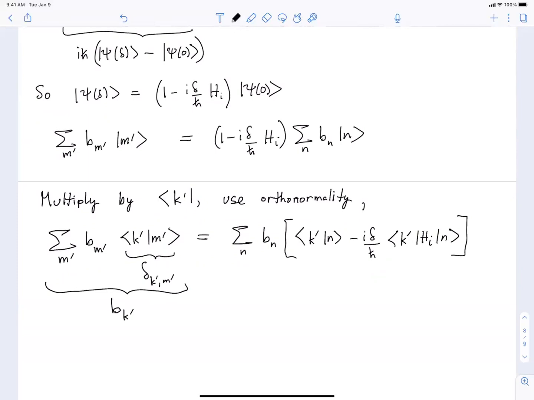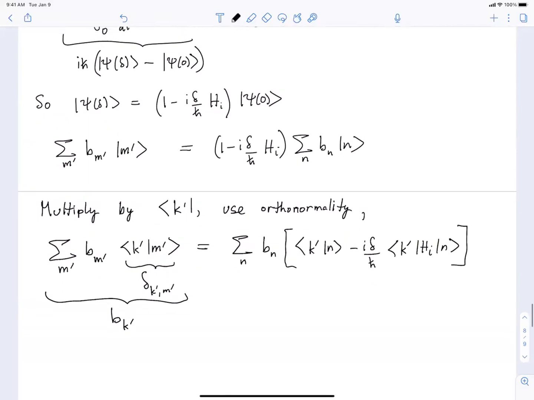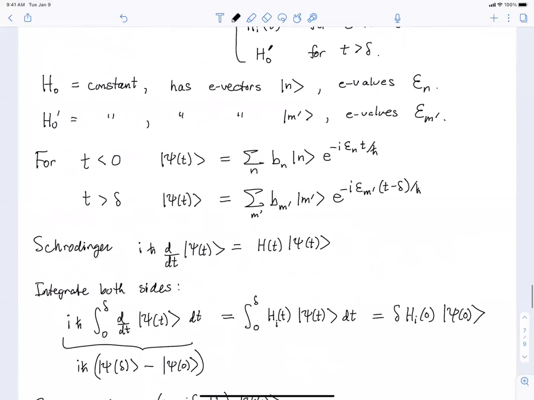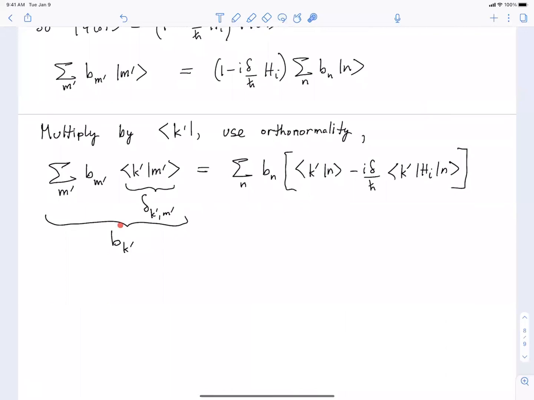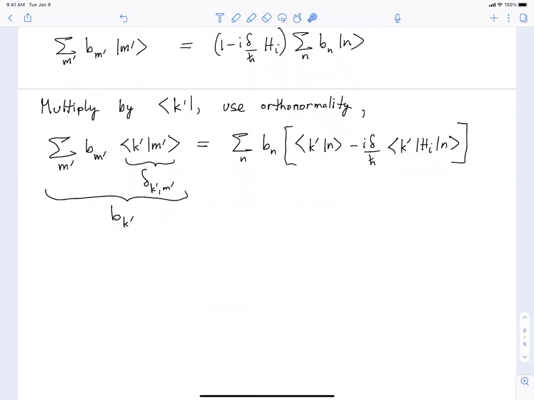And the reason that's good is because if you think about it, what do we want to know? We want to know what the final state will be. And so what we really want to know is what are these coefficients, b m prime, and we've just solved for them because here we have b of k prime equals whatever this is on the right-hand side. And now we can just relabel k prime to m prime if we want. Okay, so relabel k prime as m prime.